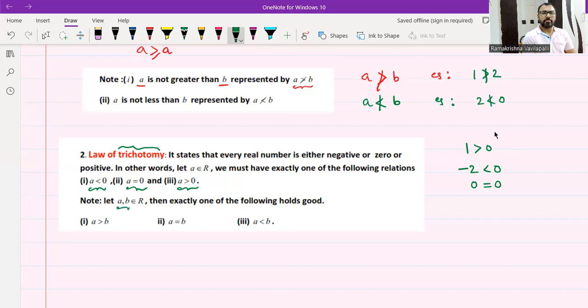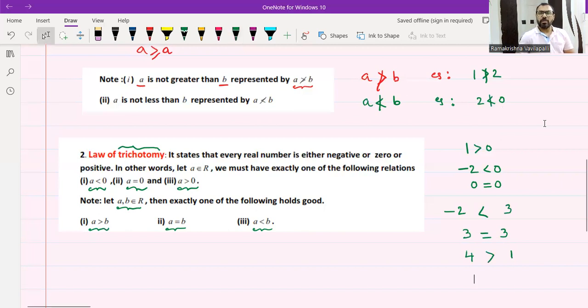So if we are given two real numbers, either one is greater than the other, so A greater than B, or they may be equal, or one is less than the other. For example, I have given minus 2 and 3. Now minus 2 is less than 3, so I'll write minus 2 less than 3. For example, I have given 3 and 3. Then how do we write? 3 equal to 3. Or 4 and 1: you can write 4 is greater than 1.